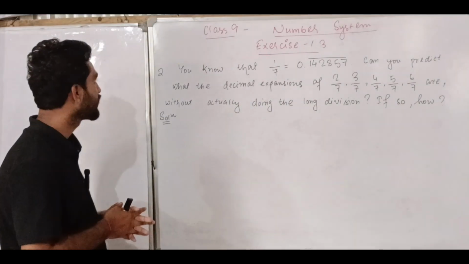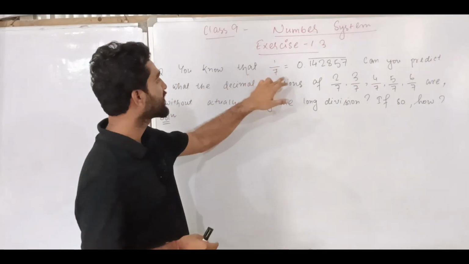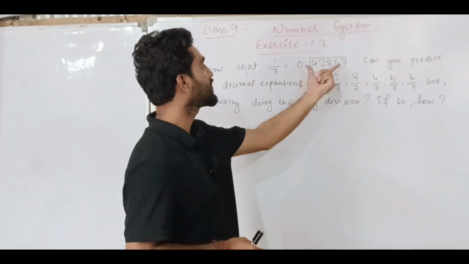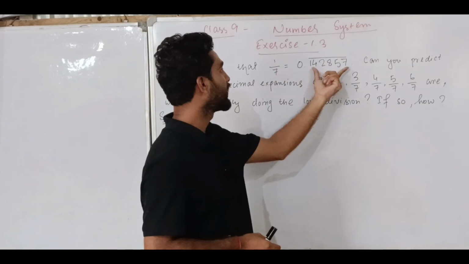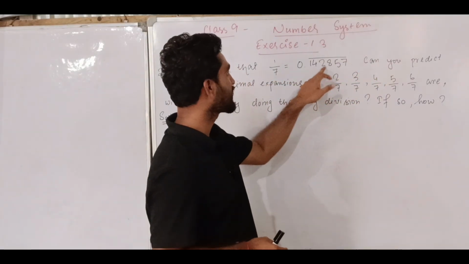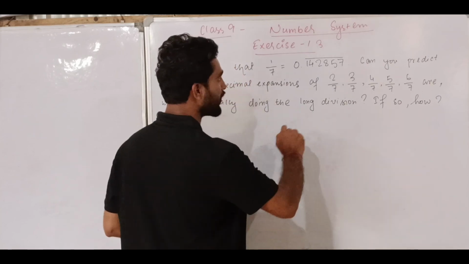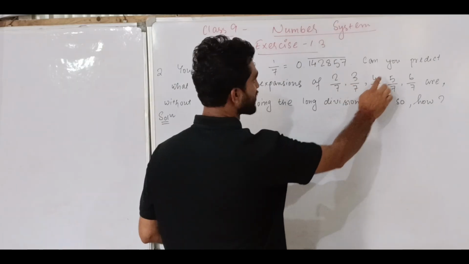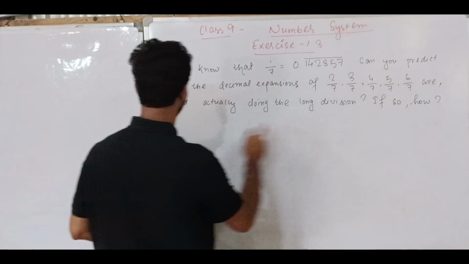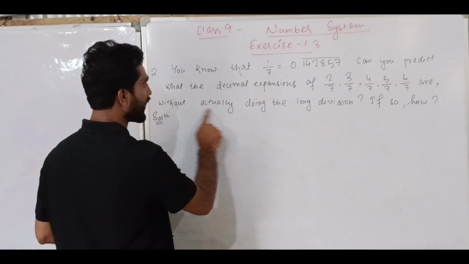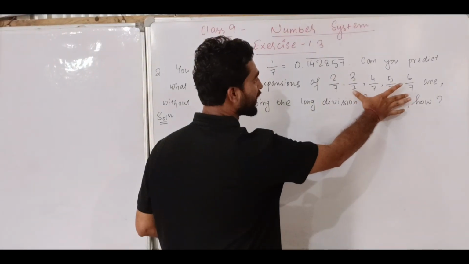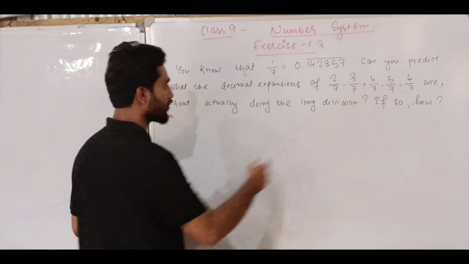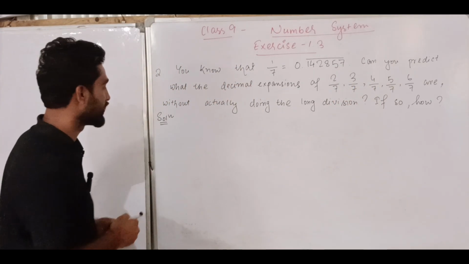Now let's see question number 2. You know that 1 by 7 is equal to 0.142857 bar. That means when we divide 1 by 7, this set of digits will be repeating. The 6 digits will be repeating. Now according to this question, can you predict what the decimal expansions of 2 by 7, 3 by 7, 4 by 7, 5 by 7, 6 by 7 are? But the condition is given that we are not allowed to do the long division method. Without directly dividing, we have to tell what will be the decimal expansion of 2 by 7, 3 by 7 and so on. So let's see how we can do this.